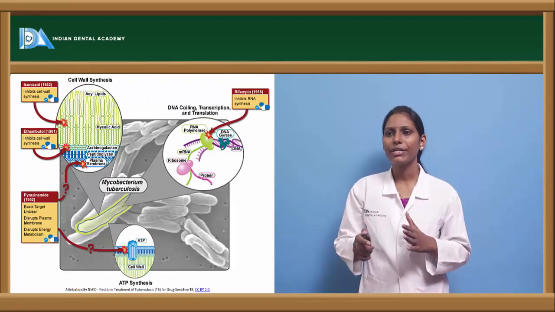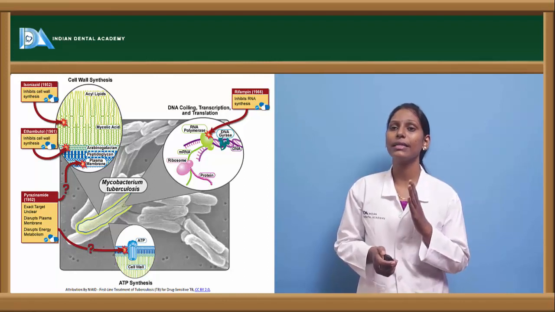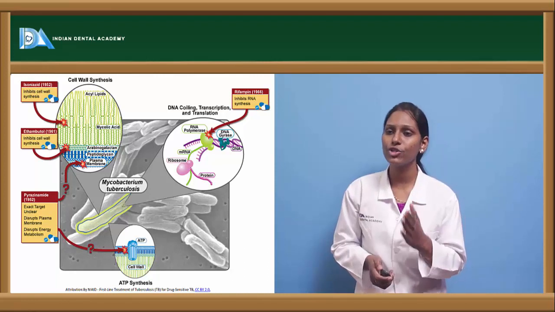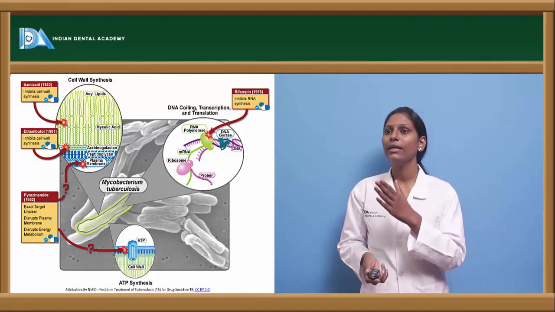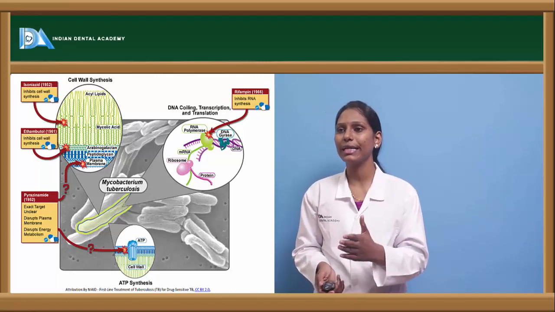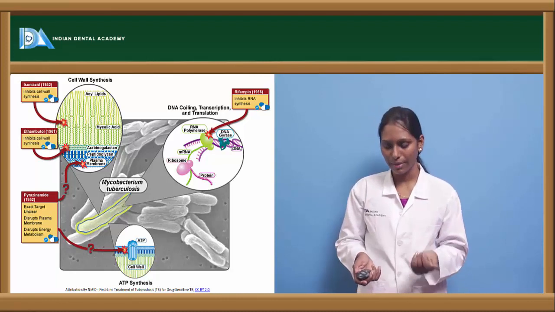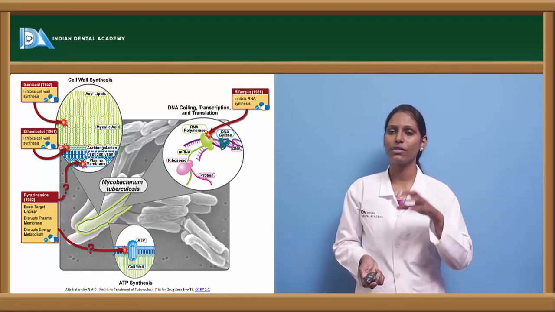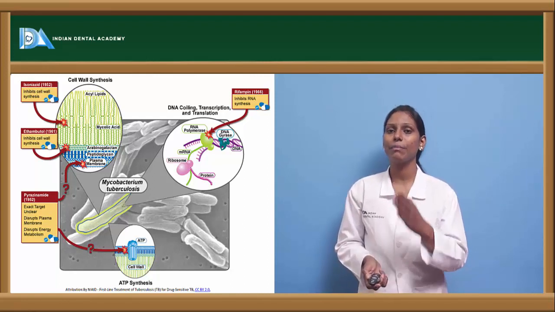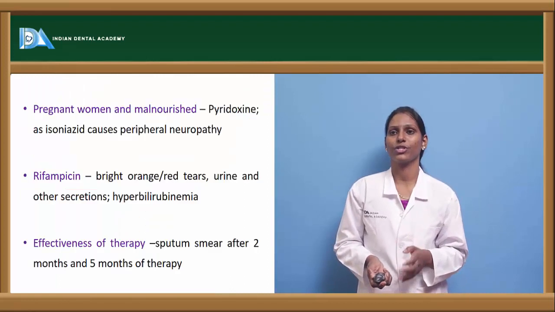So this is a picture showing the various mechanisms of action. For example, isoniazid and ethambutol act on cell wall synthesis, pyrazinamide usually acts on ATP synthesis, and rifampicin acts on the DNA polymerase, preventing the replication of Mycobacterium tuberculosis. So these are the various mechanisms of action of these drugs, thus preventing replication of Mycobacterium tuberculosis and its activity in disease progression.